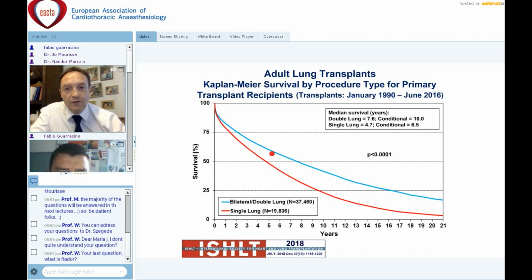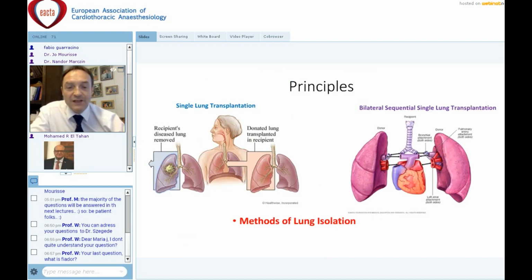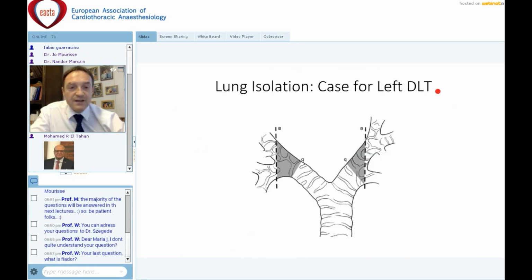transplantation. Today we will consider three major aspects: the methods of lung isolation, some of the intraoperative issues, and the airway exchange at the end of the procedure. I will utilize this slide to make a case that we usually use the left-sided double lumen tube as the routine airway management device for lung transplantation.